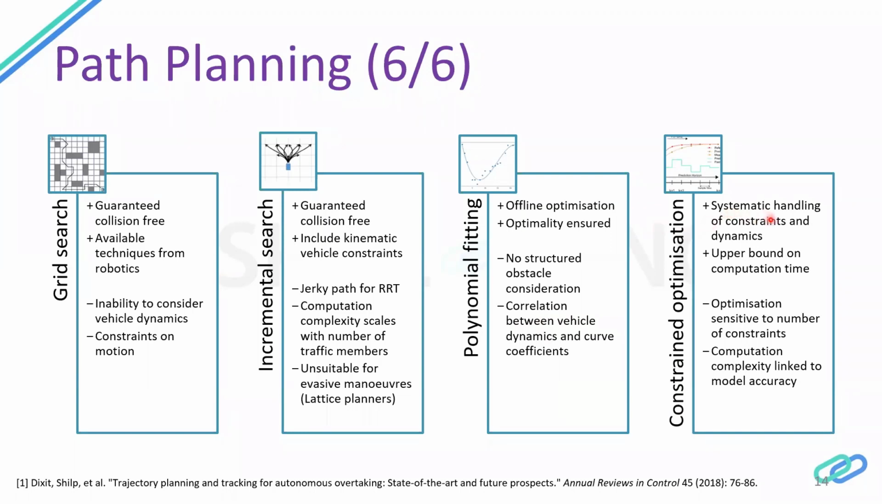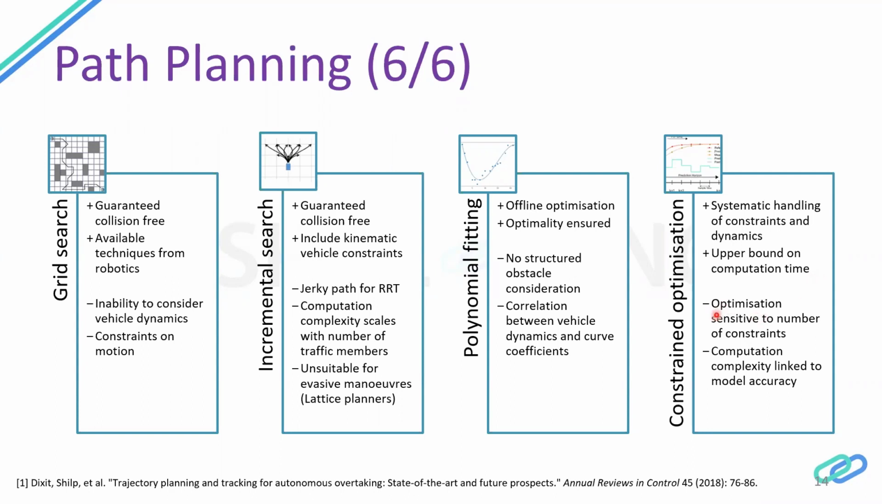And finally, moving on to constraint optimization, some of the benefits it provides is a way of systematically handling constraints and dynamics. And because it's an optimization-based technique, you can have an upper bound on the computation time. So you can say, just tell me the output of the optimization, let's say every 20 milliseconds, even if the optimal solution is not found.